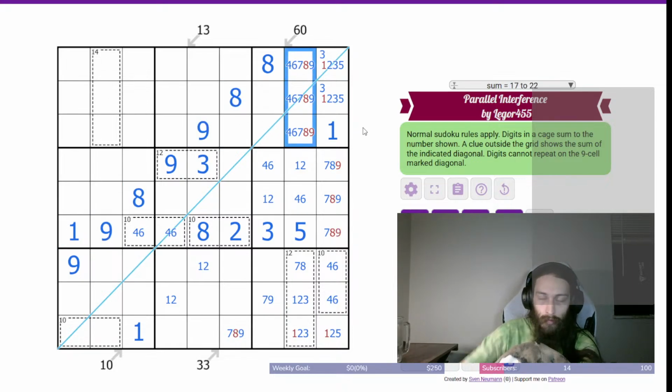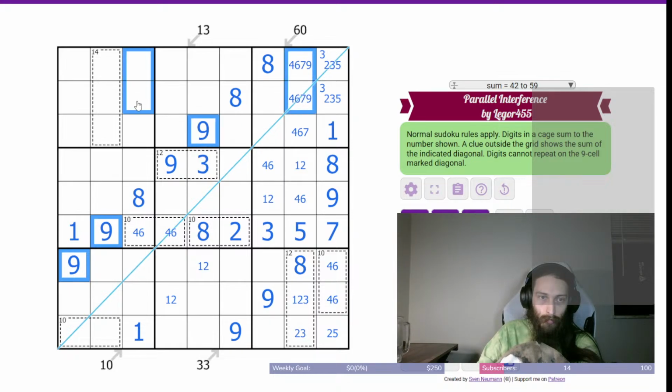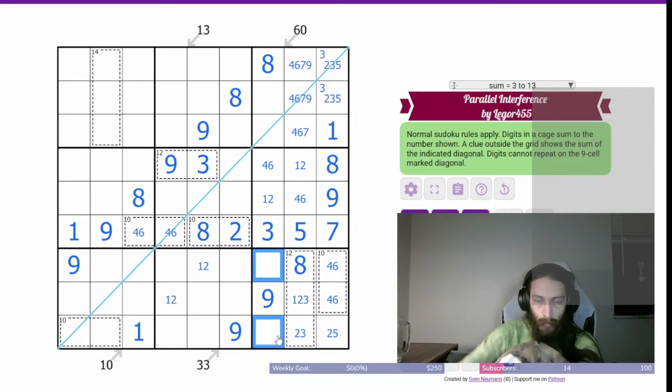1, 9, 8, 9, 8, 9, 1, 8, 9, 7. That's a 7, so 8, 9, 9. And a pair of 9s. I guess that leaves 9 as one of those two. 1, 2, 3, 5, and 7. But 3 is not allowed, and that one's not.